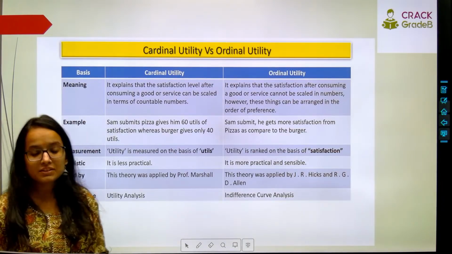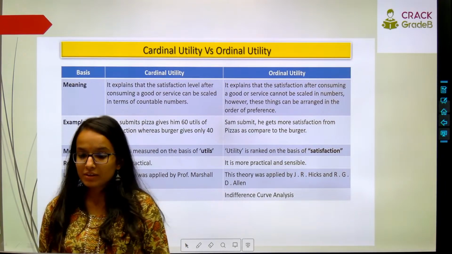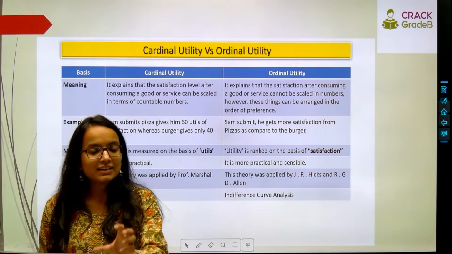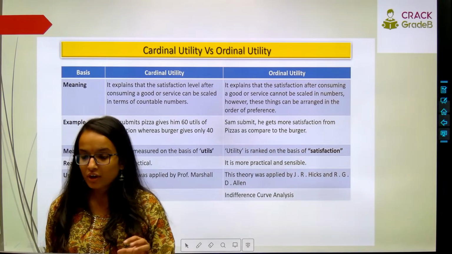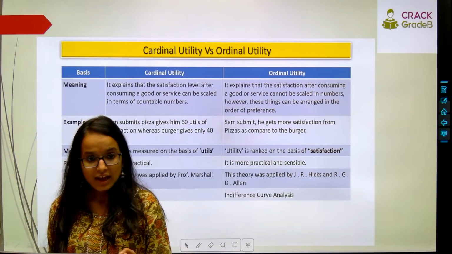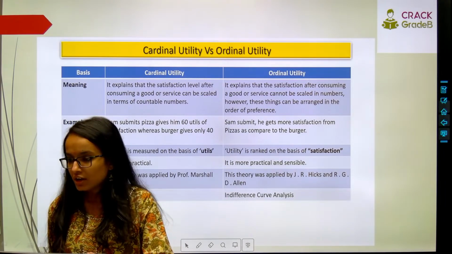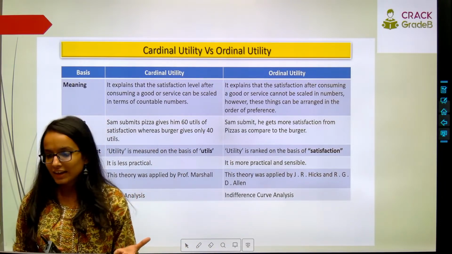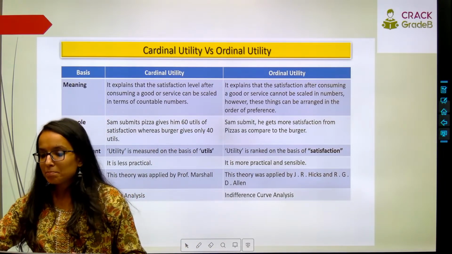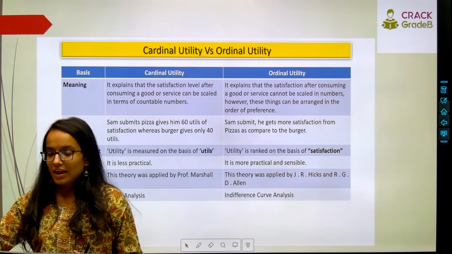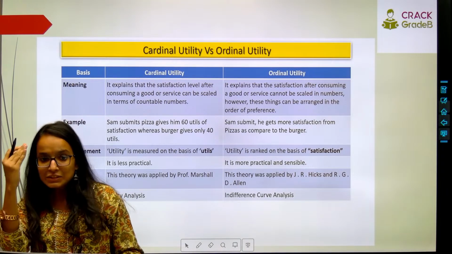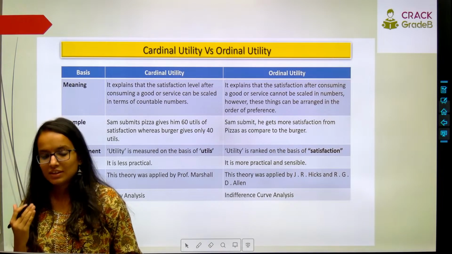So utility is a very important topic under economics. Utility is what? Utility is basically the want satisfying capacity of a product. For example, when you are very hungry and you start eating food, it gives you a lot of satisfaction. Yes or no? Right? But as you are about to complete your food, the satisfaction reduces.